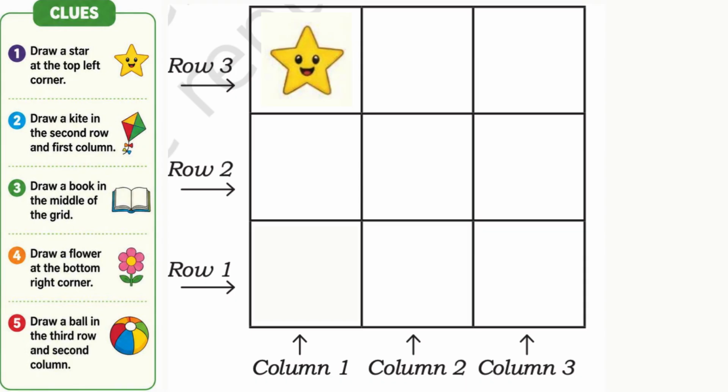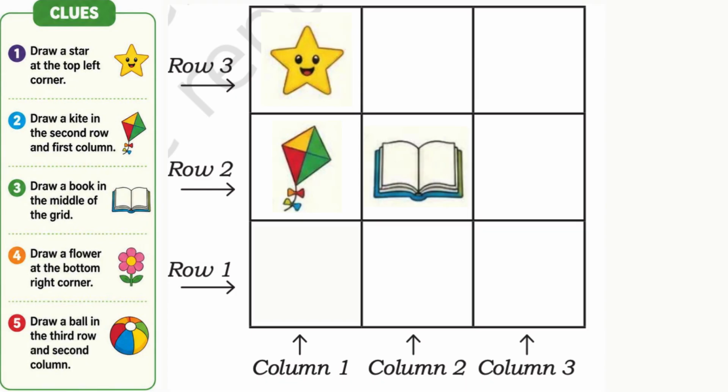Now draw a kite in the second row and first column. This is the position, second row, first column. Draw a kite in the first column of row 2. Now draw a book in the middle of the grid. This is the middle of the grid. Draw a book here. This is the middle position, column 2 of row 2.